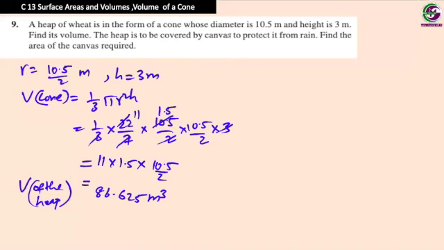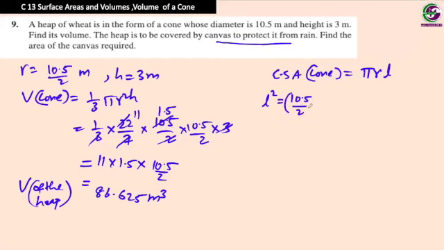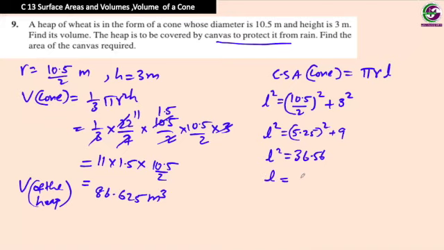Next, we have to find the canvas needed to protect it from the rain. Remember, canvas is only for the curved surface area. We are not covering the base. So, curved surface area of cone is pi RL. So, first we have to find L. L square is equal to 10.5 divided by 2 power 2 plus the height 3 square. So, L square is equal to 5.25 square plus 9, or L square is equal to 36.56. So when you take square root, you will get the answer 6.04 approximately.